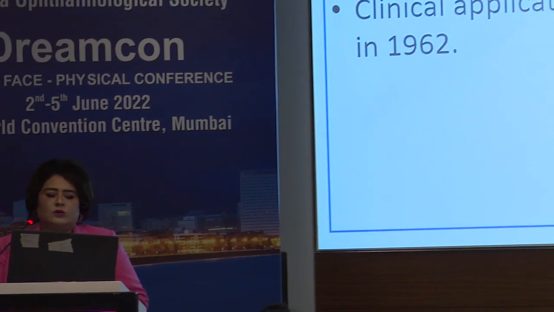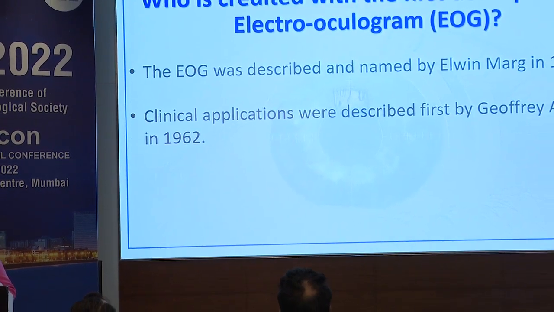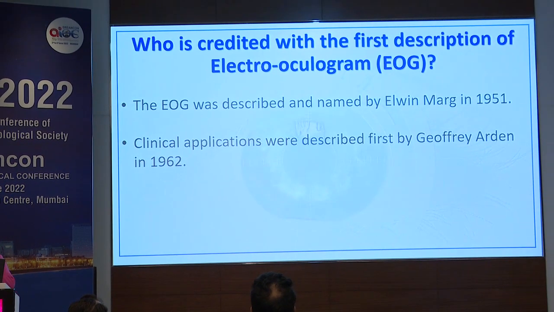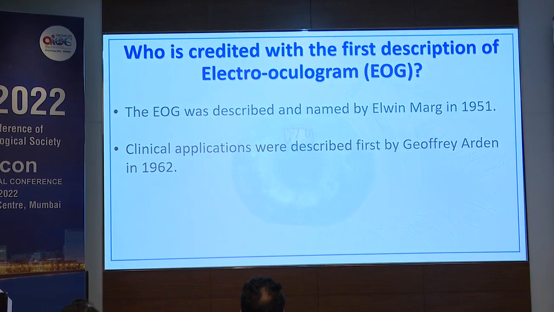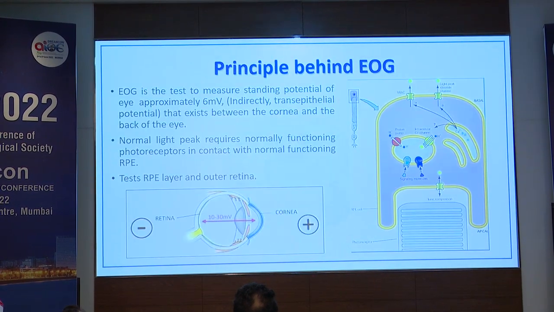Good morning, everyone. My topic today is tips on electrooculogram. A little brush up before the tips. Who is credited with the first description of EOG? The EOG was described by Elwin Marg in 1951, and the clinical applications were described by Geoffrey Arden in 1962.